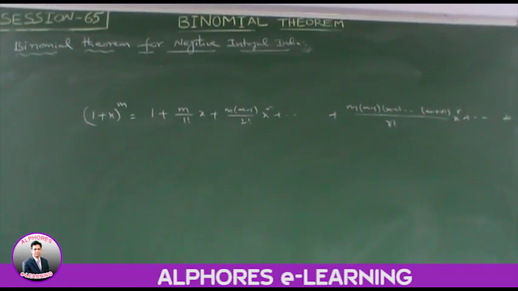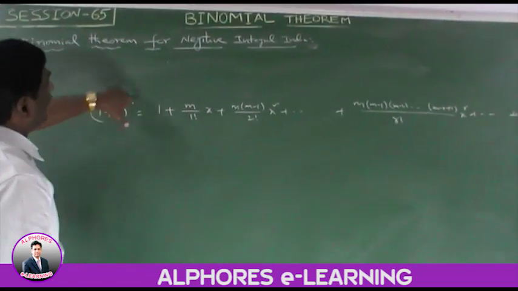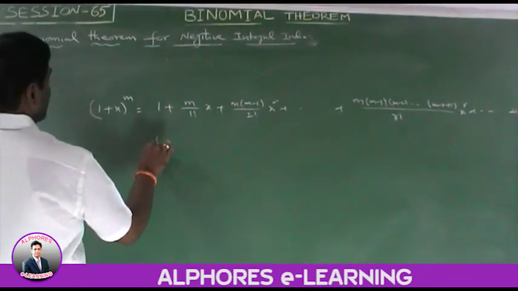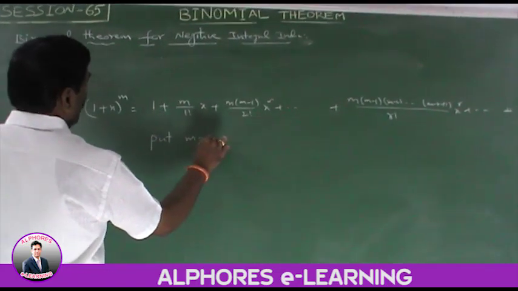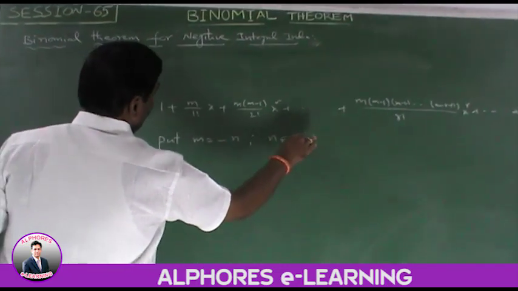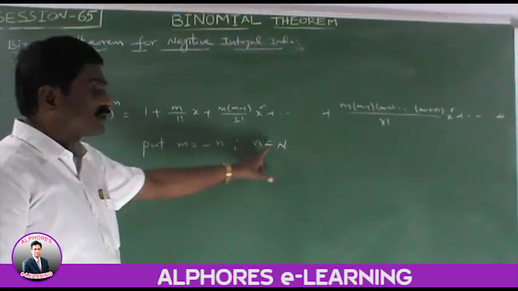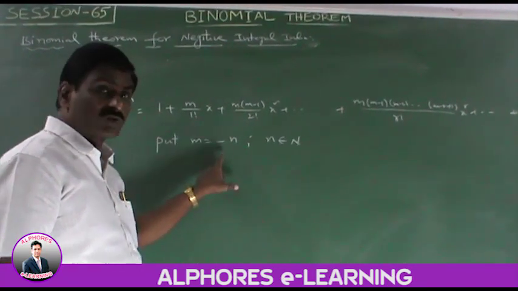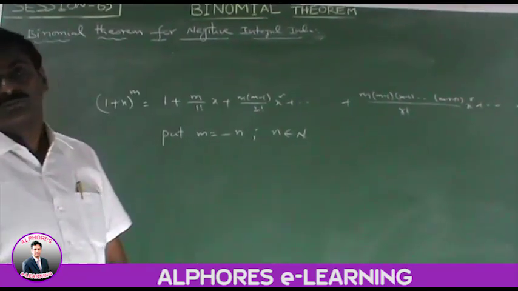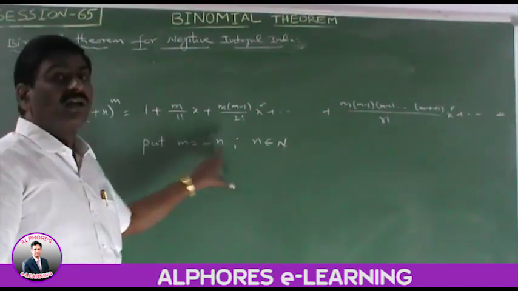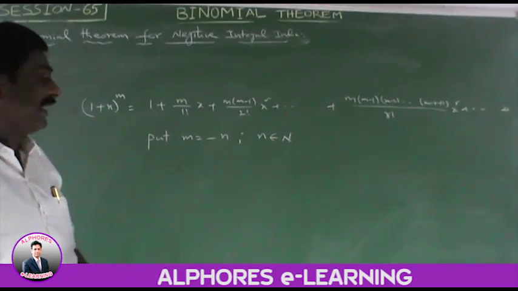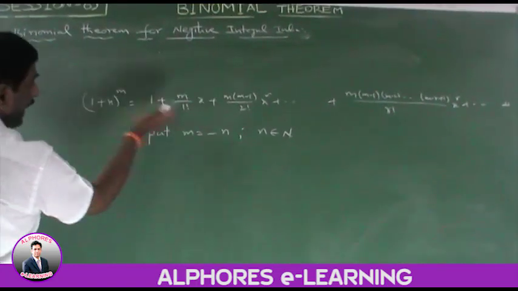Suppose m can be taken as a negative integral index. Put m = −n, where n belongs to the natural numbers, meaning 1, 2, 3 and so on. Here it is −1, −2, −3, so m must be a negative integer. Put m = −n, where n belongs to N. In this case, replace m with −n.